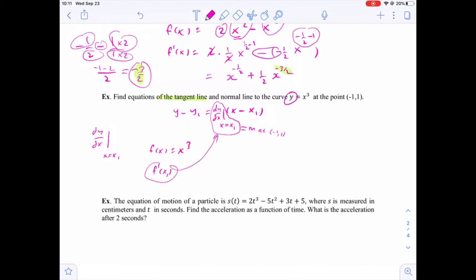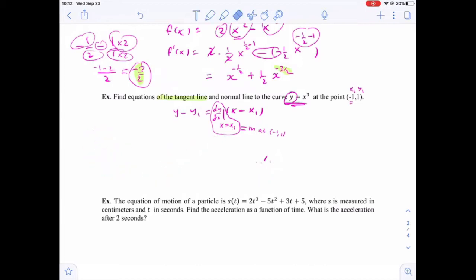So we can use this notation here. These are just different notations depending on what we have. If it's written as y equals something, then it's better to use this form, dy over dx. Some people prefer to use y prime, at x equals x1. This is x1 and this is y1. So this is just a notation.